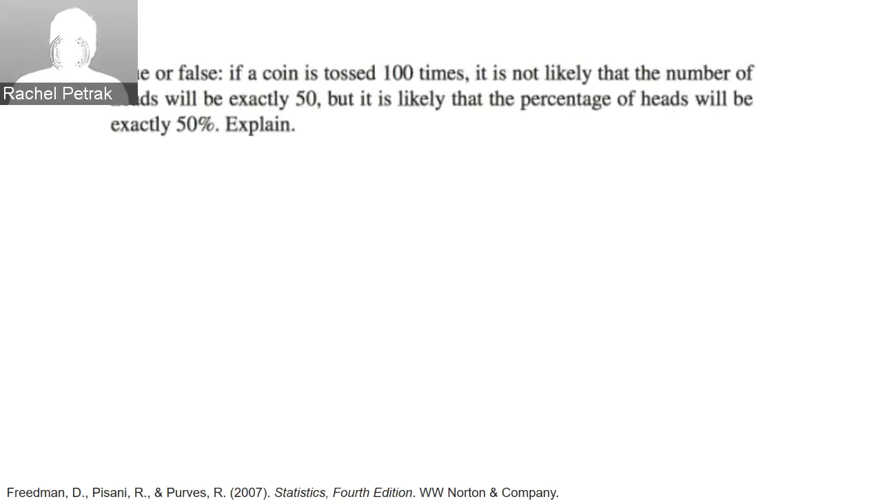If a coin is tossed 100 times, it is not likely that the number of heads will be exactly 50, but it is likely that the percentage of heads will be exactly 50%. This is false. If the number of heads is 50, the percentage of heads is 50. It's not likely that it will be exactly 50.